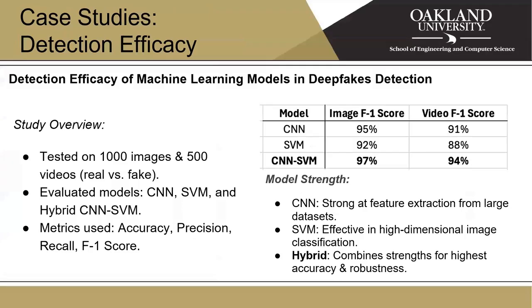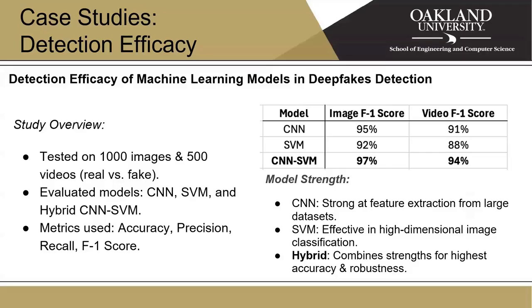This case study trained different machine learning models, including CNNs, SVMs, and hybrid CNN-SVM models on 1,000 real and fake images and 500 real and fake videos, and analyzed their performance on 4 different metrics: accuracy, precision, recall, and F1 score. The F1 score specifically shows the model's accuracy by averaging the precision and recall rates, which take the ratio of true positives versus false positives and the true positives versus false negatives.